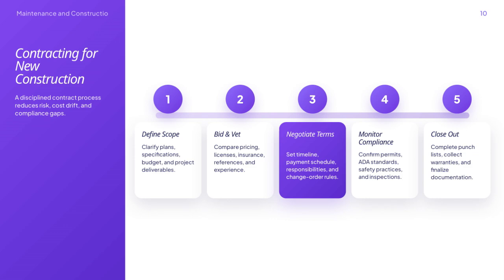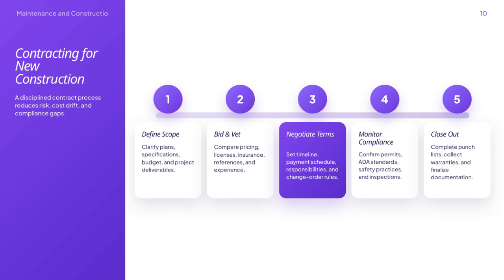This means clarifying your plans, specifications, budget, and what exactly the project needs to deliver. Next, during the bidding and vetting phase, it's important to compare not just pricing, but also licenses, insurance, references, and past experience to select the right contractor. Once you've chosen a partner, negotiating terms is key. Set a clear timeline, payment schedule, responsibilities, and establish rules for handling change orders.